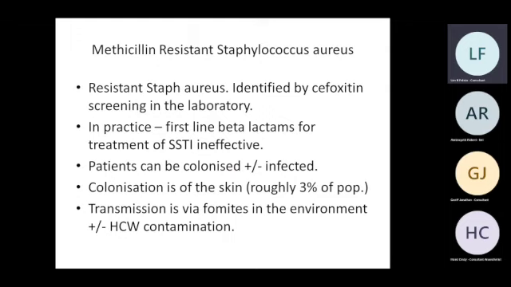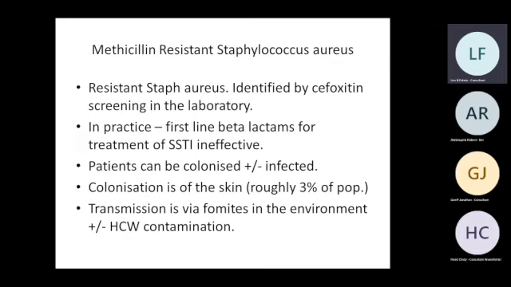And then last organism I want to tell you about is MRSA. Most of you are aware of what it is. So it's a resistant Staph aureus. It causes the same infections as Staph aureus. However, this particular Staph aureus has extra resistance to it. We identify it in the lab by using cefoxitin sensitivity testing. If it's resistant, then that's an MRSA. But in practice, what this means to you is your first-line beta-lactam antibiotics that you use for skin and soft tissue infections, such as flucloxacillin, co-amoxiclav, etc., will be ineffective.